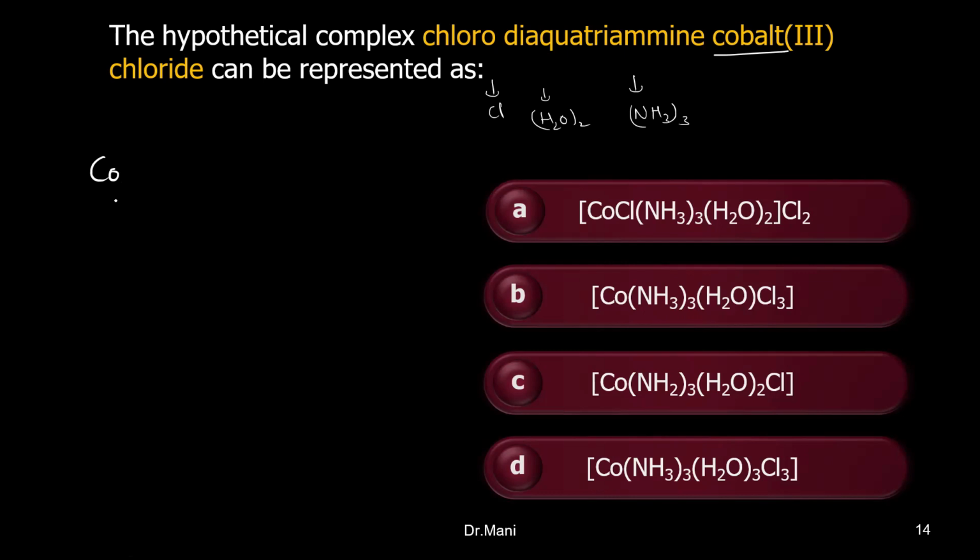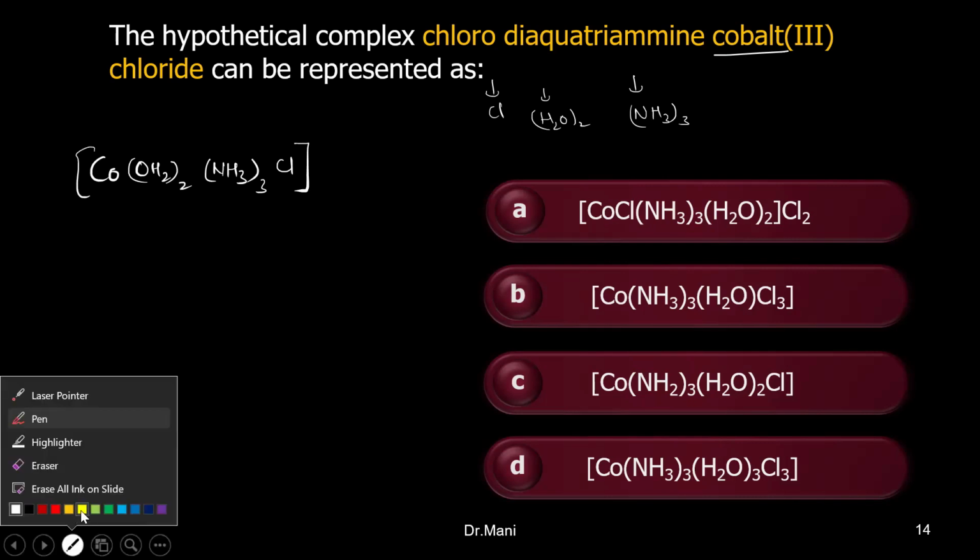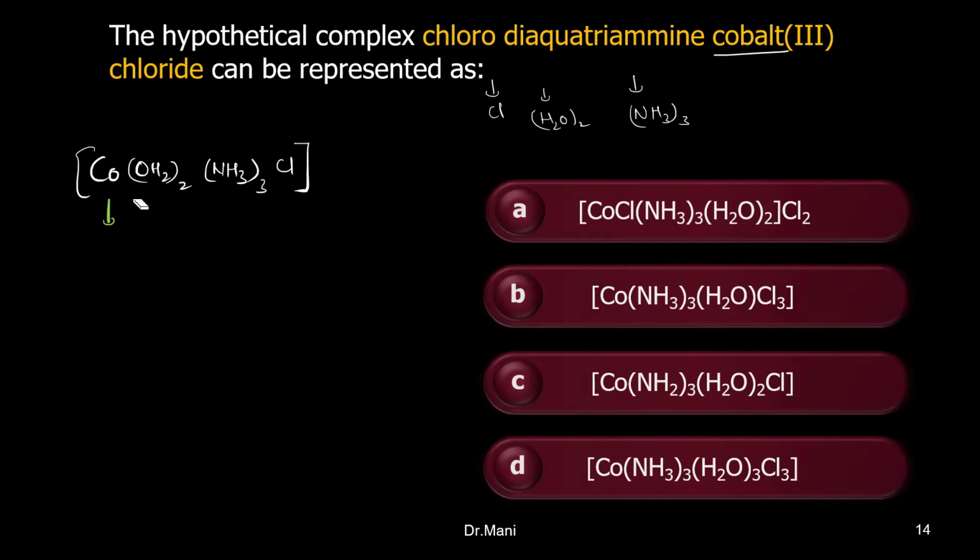So let me take first this one. So it will be H2O. How many are there? Aqua. Two, sir. Okay. So what will be the next? NH3, amine. How many are there? 3, sir. Okay. And then Cl. Okay. Fine. So tell me now, what is the charge of this cobalt? What is the oxidation number of this cobalt?